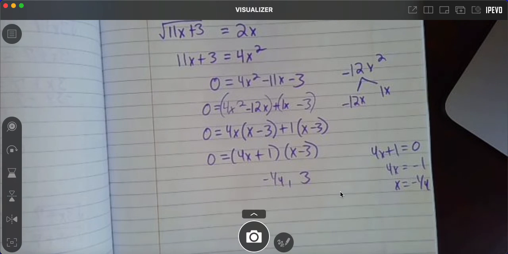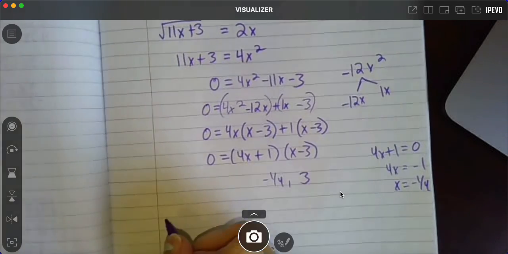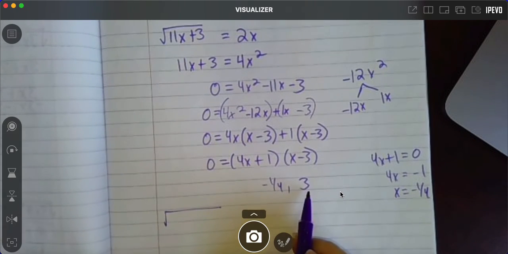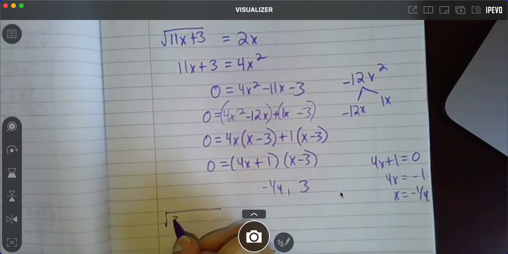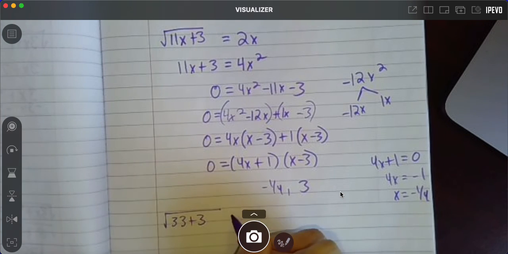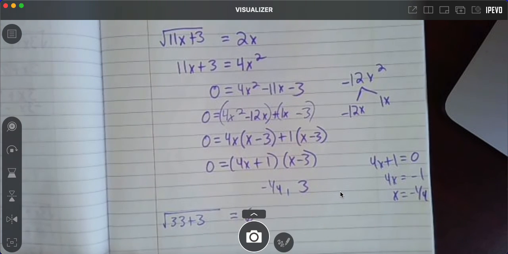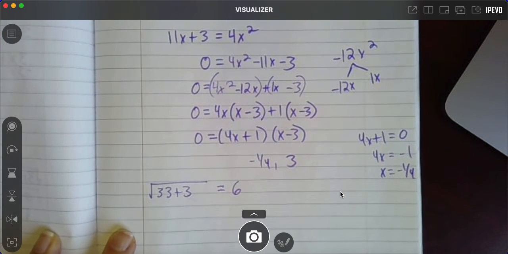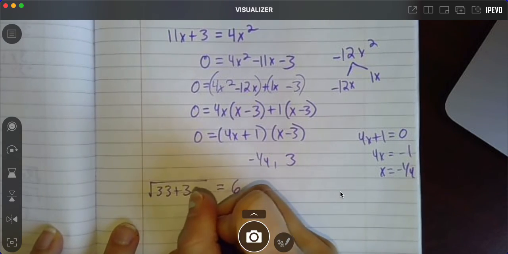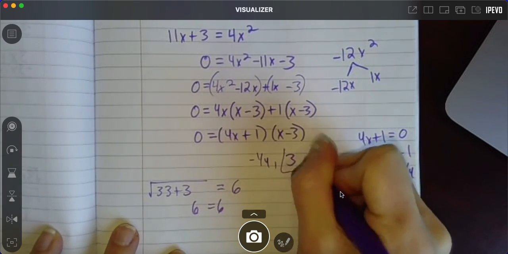I'm wondering what question this is. The square root of 11x plus 3 equals x plus 3. Okay, and it is just going to be 1. So we'll try the 3 first. Let's plug in our 3. I would get the square root of 33 plus 3 equals 6. Is that true? Yes, that is true. So our answer is 3.